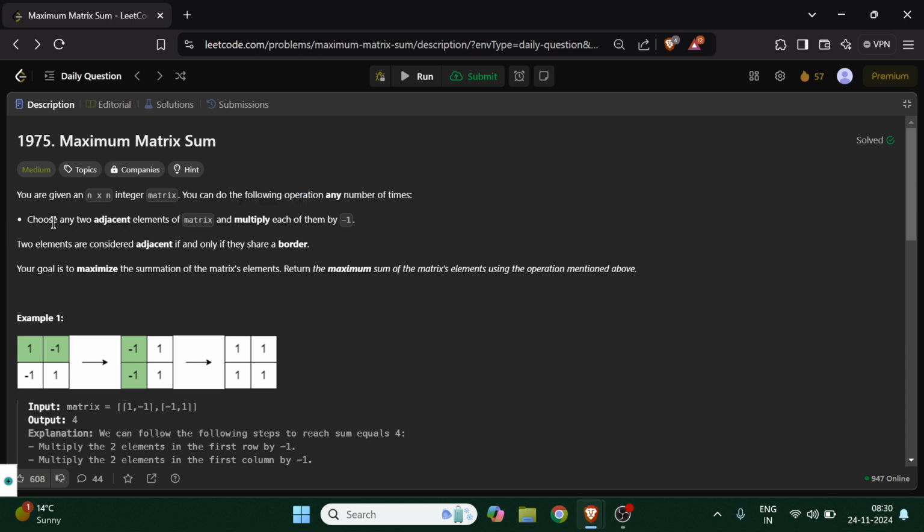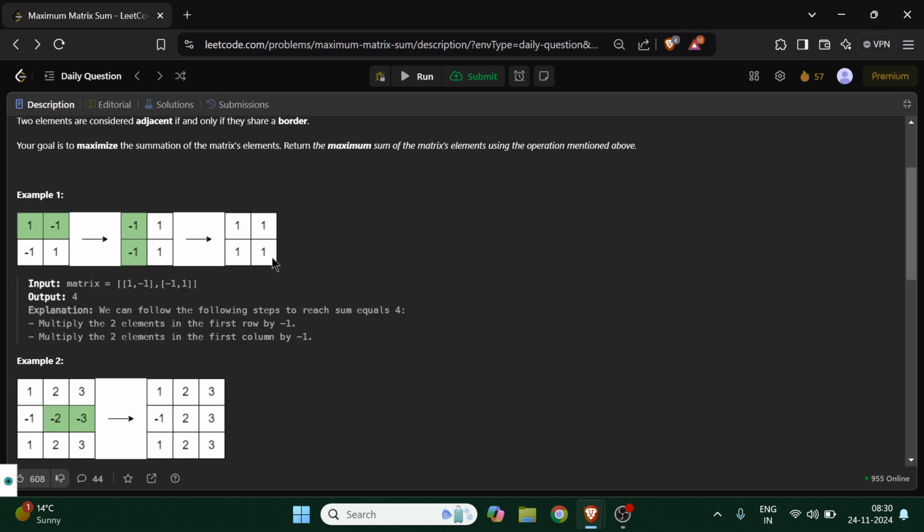The operation is we can choose any two adjacent elements from this matrix and multiply them with minus 1. Two elements are considered adjacent if and only if they share a border. Here, the meaning of border is that they are sharing the line. Diagonally adjacent elements are not adjacent for this particular question. Our goal is to maximize the summation of the matrix's elements, and that summation we need to return. So let's see by the examples.